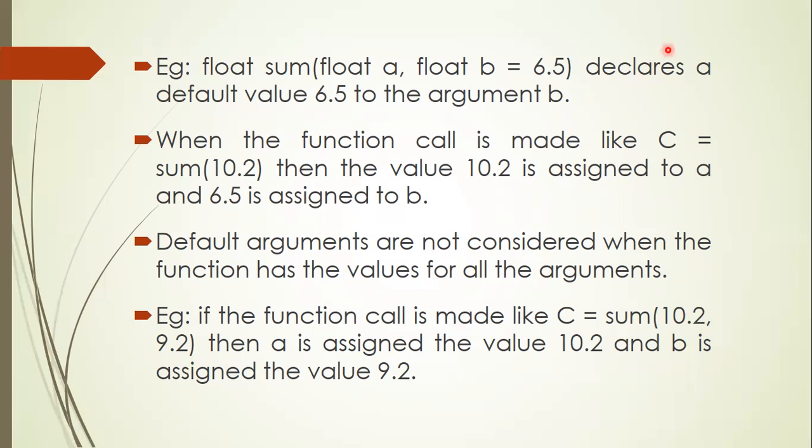But if the arguments are present, then the default has no meaning. For example, if the function call is made like c = sum(10.2, 9.2), the prototype says there are two arguments, and while calling also you are calling with two arguments, then for a it assigns the value 10.2 and for b the value 9.2. In that case, it will not use the default value 6.5 because both arguments are present, so the default has no meaning. Whereas in the previous example, c = sum(10.2), you are calling the function with only one argument. One argument is missing. In that case, for the missing argument, it makes use of the default value 6.5.